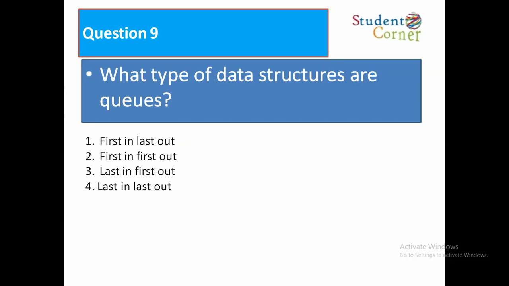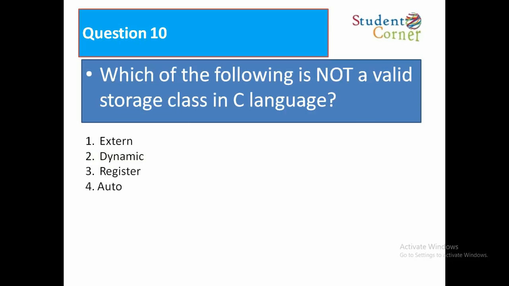Ninth question. What type of data structure are queues? Option 1, first in last out. Option 2, first in first out. Third option, last in first out. Fourth option, last in last out. So the answer is first in first out. A queue follows the first in first out process. It has two ends, one end for insertion and one end for deletion. The insertion end is called the rear end and the deletion end is called the front end. So it follows the first in first out process.